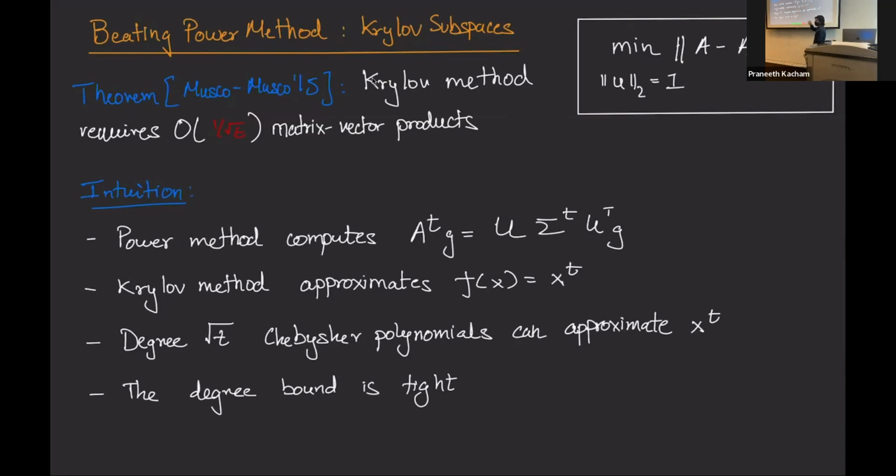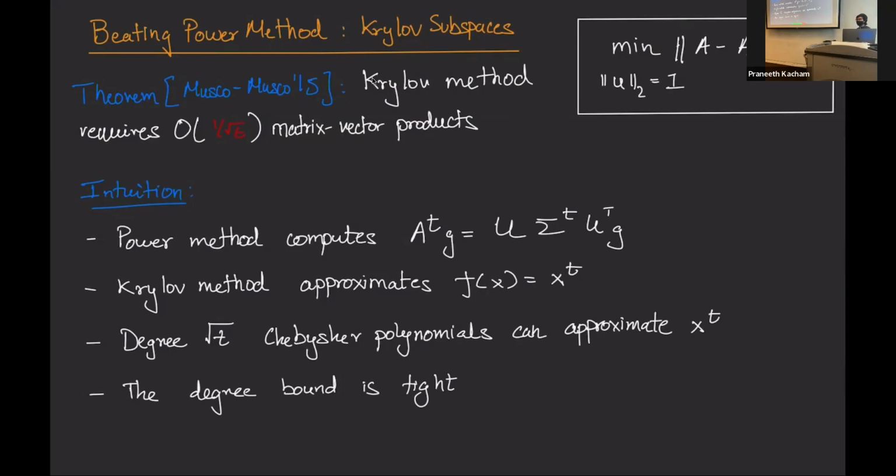What Krylov methods try to do is approximate this function x^t using low degree polynomials. In particular, what you can show is that there is a root t degree polynomial, the Chebyshev polynomial. The definition of Chebyshev polynomials is not important, but you can show that you can approximate this function in some bounded interval with root t degree instead of t degree. So this gives you the square root t saving at a very high level. You might have seen this idea before. It shows up in optimization, ML, and all kinds of theoretical computer science, which gives you the square root saving.